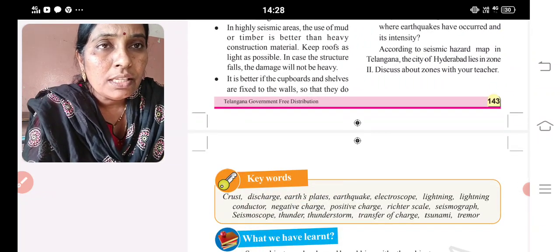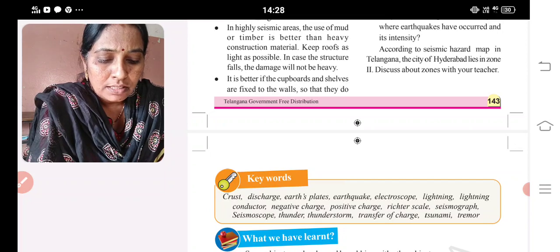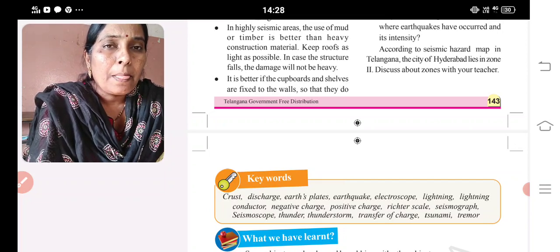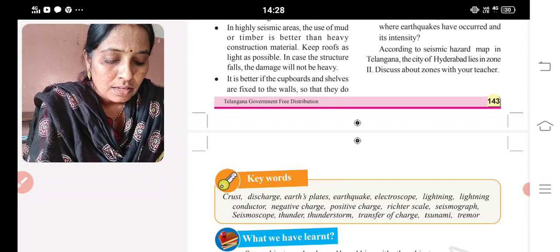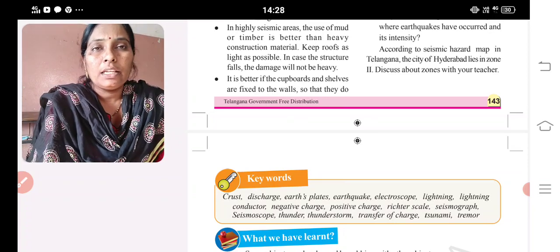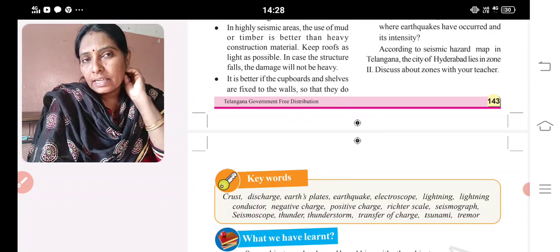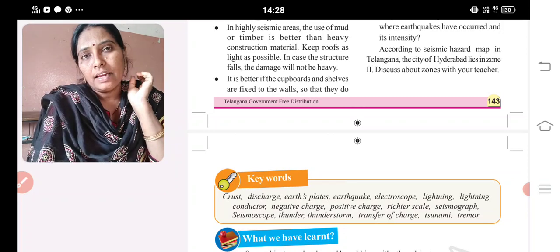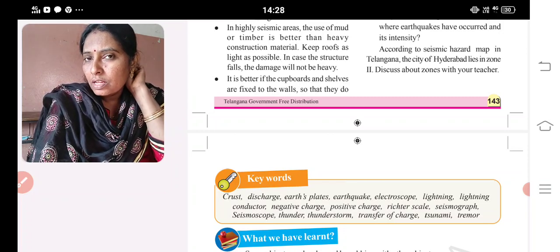So children, with this we have completed our lesson, that is, natural phenomena. What are the natural phenomena we discussed here? About lightning, thundering, earthquakes, and static electricity also. All this we have discussed.